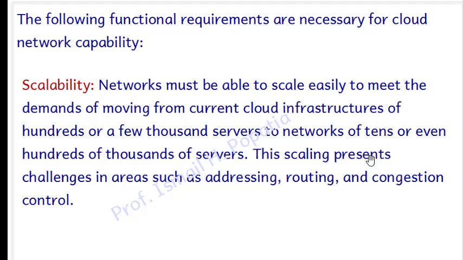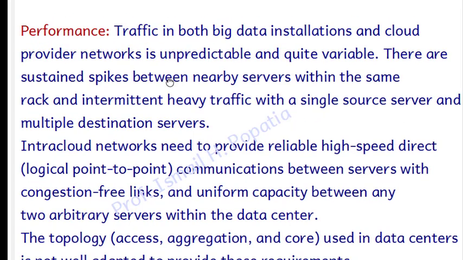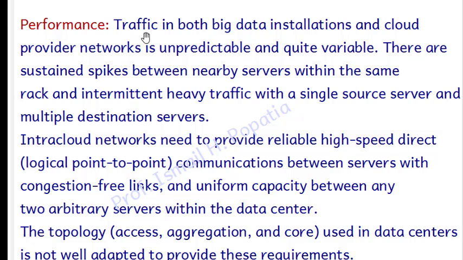Now this scaling presents challenges in areas such as addressing, routing, and congestion control. Then performance is the second thing. Traffic in both big data installations and cloud providers is very unpredictable, we cannot say, and quite variable. There are sustained spikes between nearby servers within the same rack and intermittent heavy traffic within a single source server and multiple destination servers.